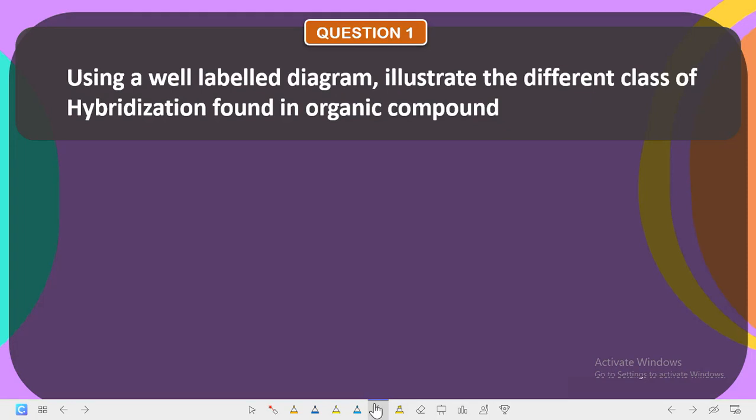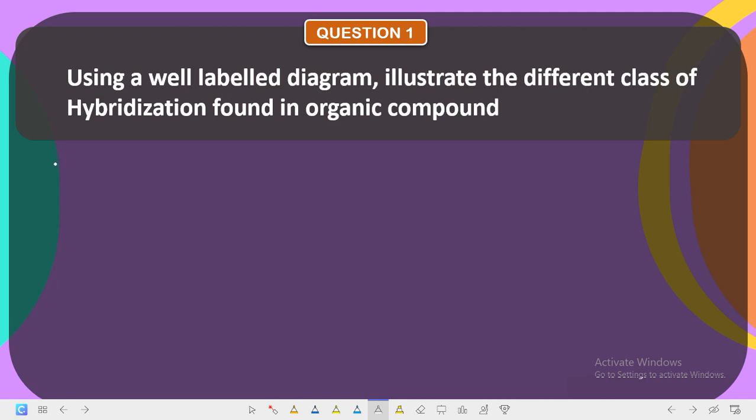So let's talk about the other part of pharmaceutical organic chemistry. The first question that you have here is, using a well-labeled diagram, illustrate the different classes of hybridization found in organic chemistry. Now, the first thing that we need to take cognizance of is the types of hybridization.